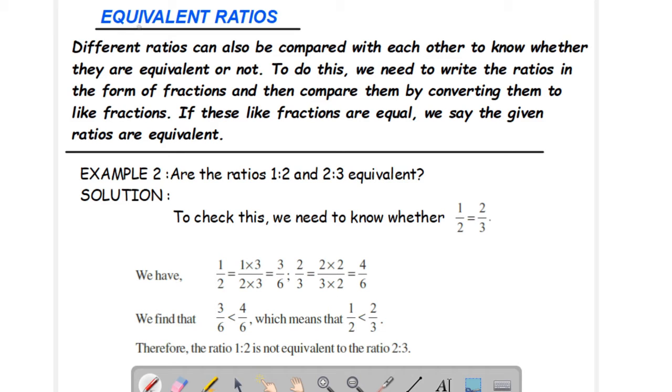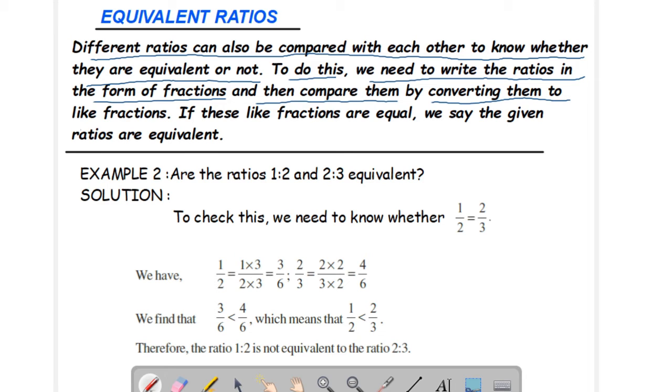Now the next topic is equivalent ratios. Here different ratios can also be compared with each other to know whether they are equivalent or not. To do this, we need to write the ratios in the form of fractions and then compare them by converting them to like fractions. If these like fractions are equal, we say that the given ratios are equivalent.